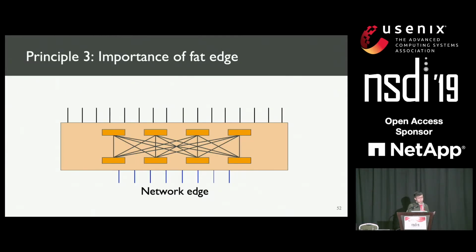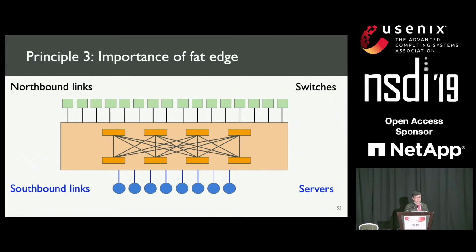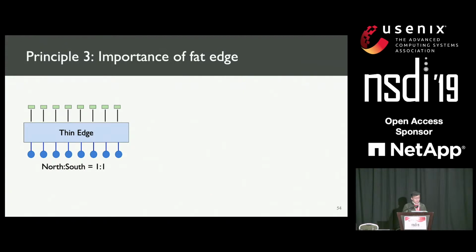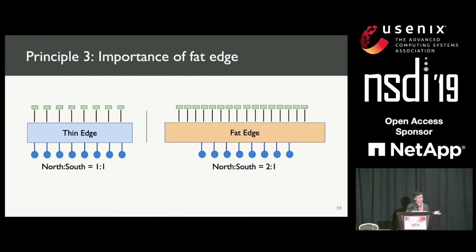The third principle we learned is the importance of fat edge, which can significantly reduce the expansion complexity. This figure shows a network edge, and we divide its links into two categories. Links connecting servers are called southbound links, and links connecting switches are called northbound links. A thin edge has an equal number of northbound and southbound links, and a fat edge has more northbound links than southbound links.